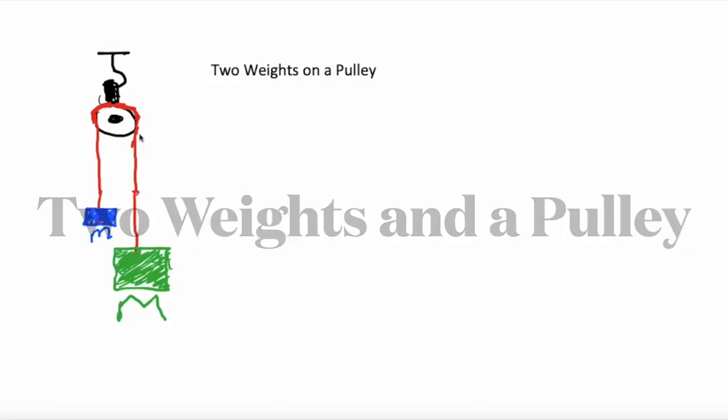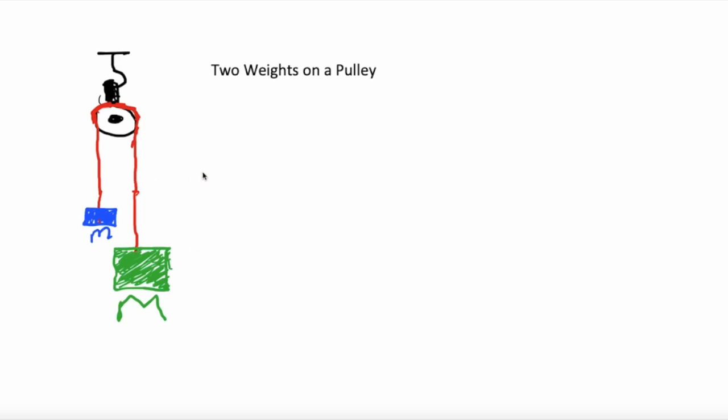Okay, we're going to look at the classic two weights in a pulley system. What we have is one big mass attached to a small mass through a pulley on a rope. The pulley is frictionless, and we want to set up some equations to look at this system.